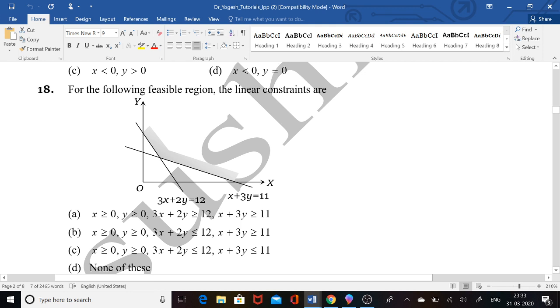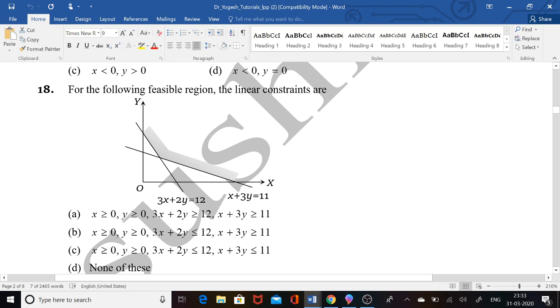If you see 3x plus 2y is greater than or equal to 12, this is going away from the origin. X plus 3y is greater than or equal to 11, this is also going away from the origin. Both are going away from the origin, and in the graph also it is going away from the origin. So option A is almost correct.